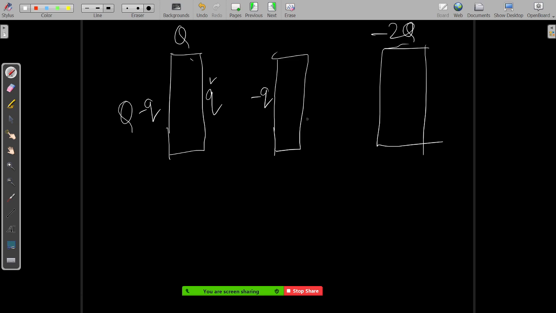Since it is plus q, we just proved that this has to come minus q. Since this has minus q, this will come plus q, because this is neutral. The total charge is zero.